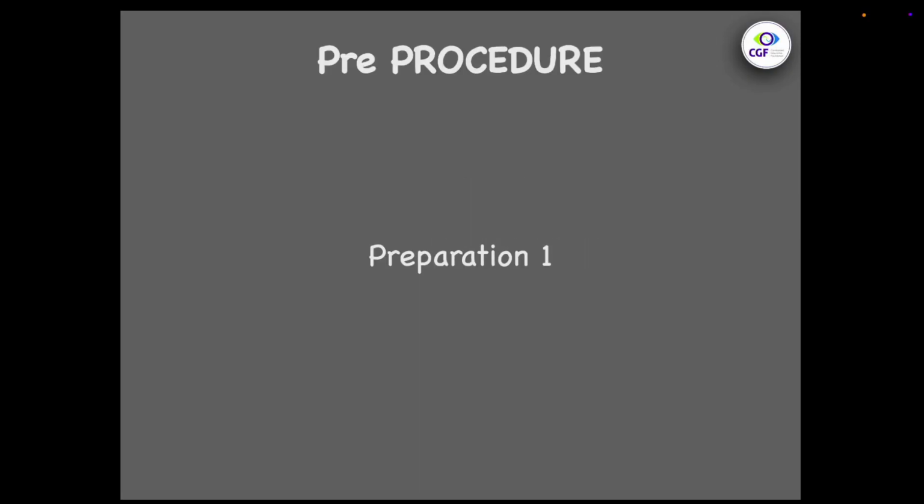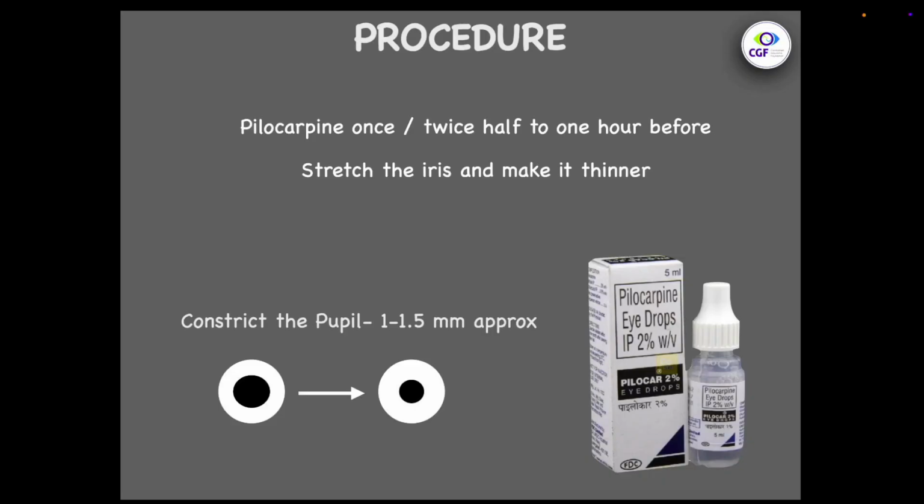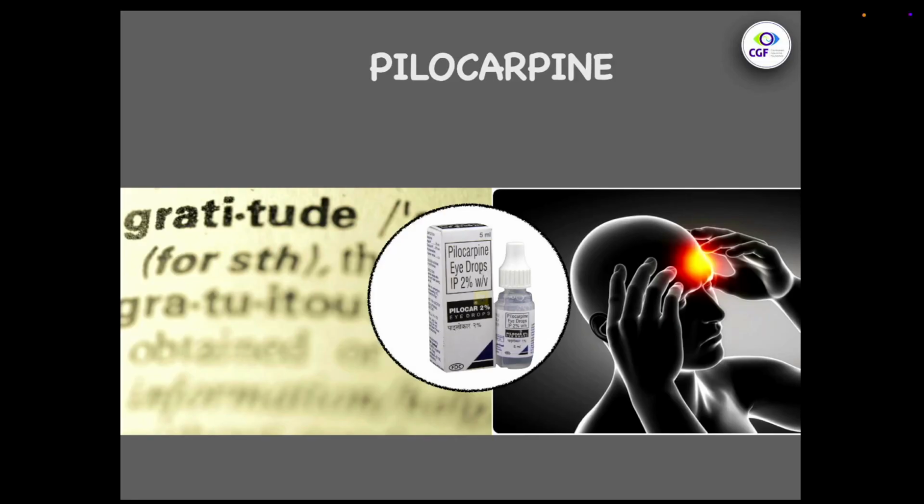The pre-procedure preparation is extremely important. Constrict the pupil by using pilocarpine 2%. Apply the medication and wait for at least half an hour to 1 hour. Once the pupil is stretched out, then it is easy for you to do the iridotomy. Once the pupil is constricted well, you can really identify the crypts and you can perform the iridotomy quite comfortably.